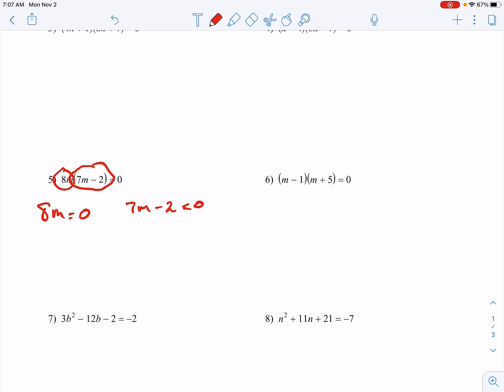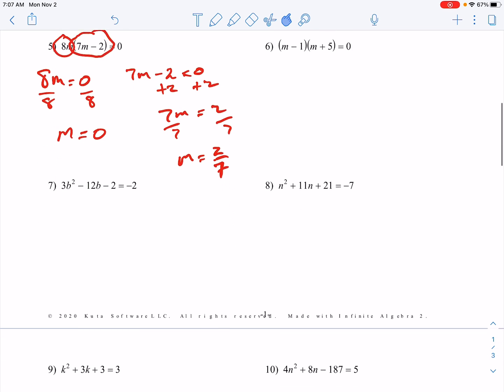and solve. So let's see, we divide by 8 on both sides, so m equals 0 divided by 8, which is just 0. And the other factor, if we solve it, we add 2. So 7m equals 2. We divide by 7. So m equals 2/7. And so this one has x-intercepts at 0 and 2/7.